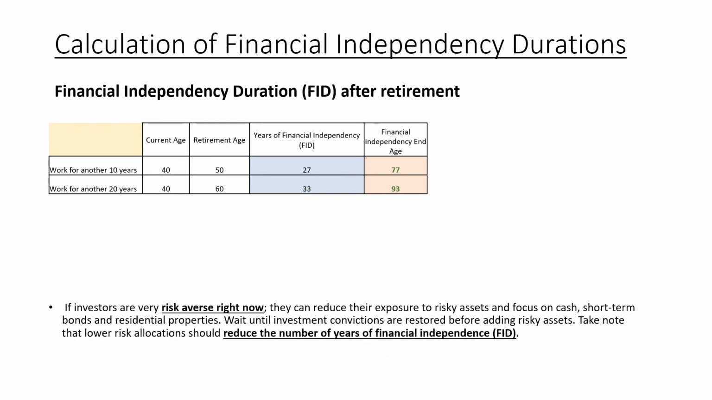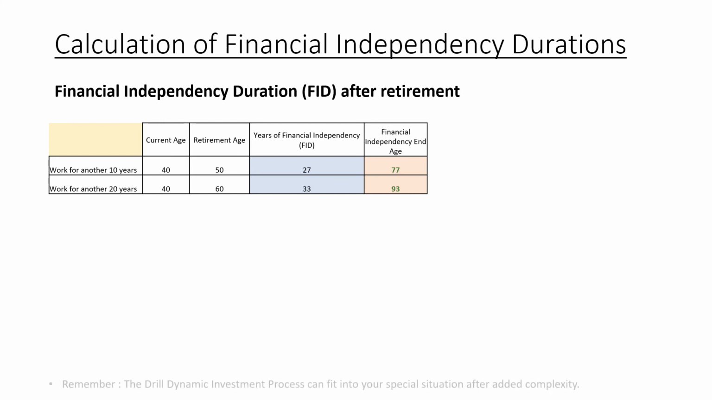And remember, if you are very risk averse at this moment, it will reduce the number of years of financial independence, because of risk and return. If you take low risk, then you have low return, and subsequently it will reduce the number of years of financial independence.